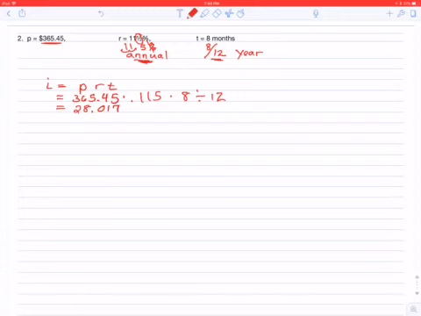28.017. But I want to round all money answers, unless we're told otherwise, to the nearest cent. So look at the number directly to the right of the digit in the hundredths position. It's 5 or more, so I'll bump that one up to a 2. So I have $28.02. That's the fee paid for using that $365.45 for 8 months.